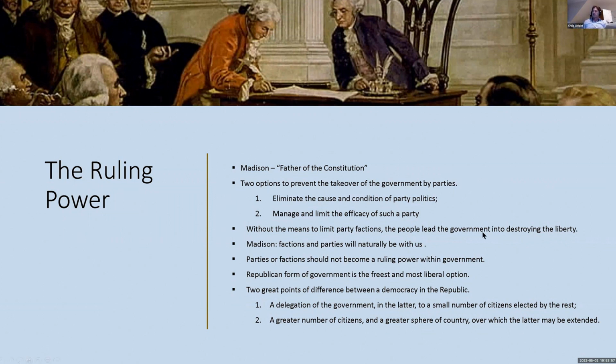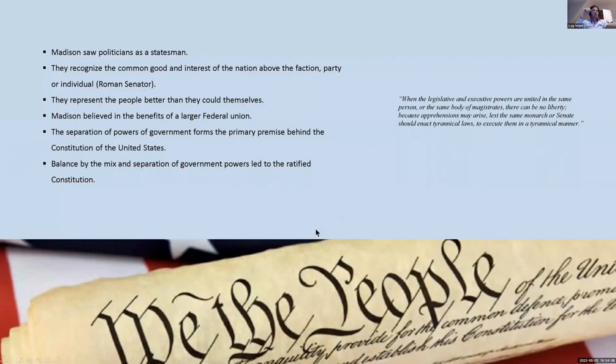The greater number of citizens also is a possibility. The extension of the country, and we've seen that, of course. The United States is far bigger than the original 13 states. So the concept of the Roman senator was important. The tribune in Rome acted to manage the people, to act as someone voted in and represent them. And that was balanced against the Senate.